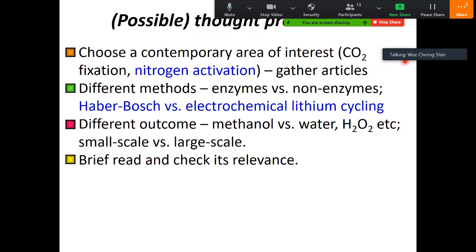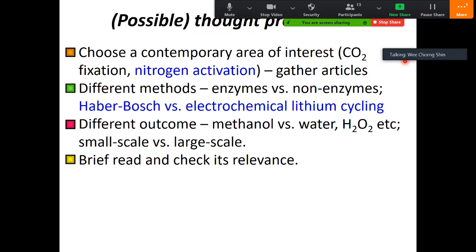So what I will be thinking if I'm a Cambridge examiner is I will probably choose a contemporary area of interest. In this case, I think earlier on I mentioned CO2 activation, nitrogen fixation, and then I'll just gather articles. I wouldn't gather articles within 1 or 2 days. I will do it over a period of time. So you need to plan ahead. Maybe the next 3 or 4 years, what are the themes you potentially want to have, so that all your effort will not be wasted.